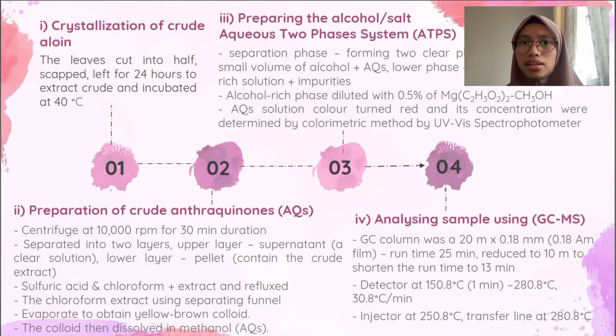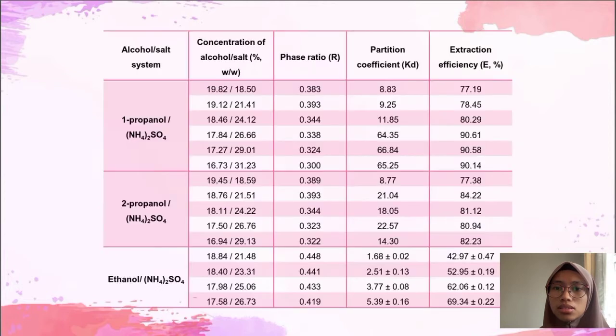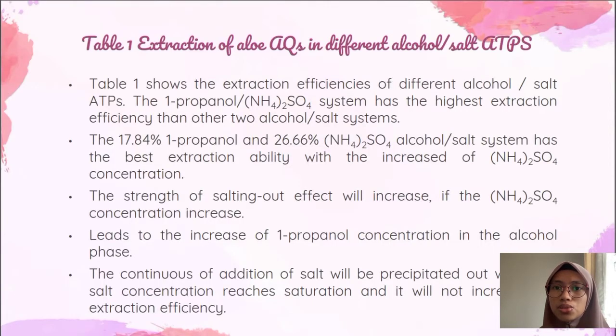Then it was detected at 150.8 degrees Celsius for 1 minute until 280.8 degrees Celsius, at 30.8 degrees Celsius per minute. The injector was at 250.8 degrees Celsius and the transfer line at 280.8 degrees Celsius. This is the table: extraction of AQs in different alcohol, salt, or ATPS.